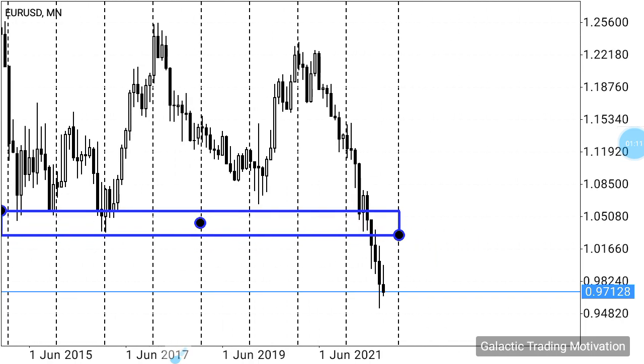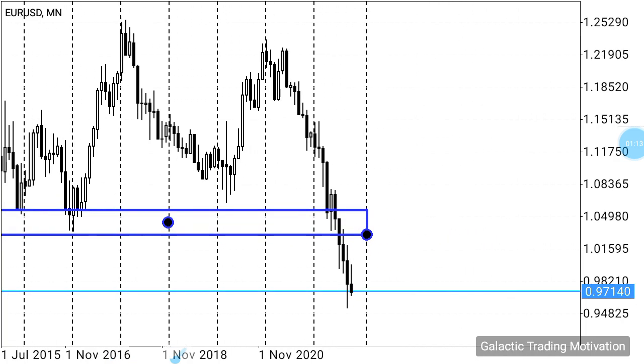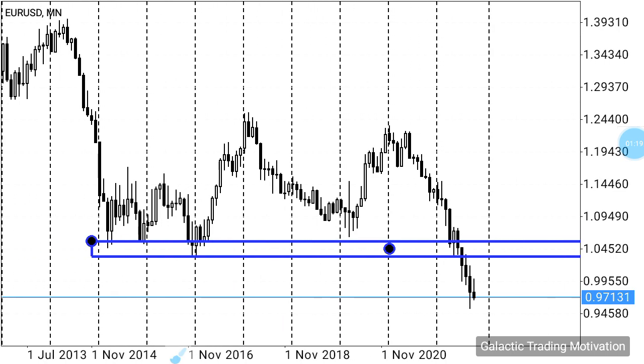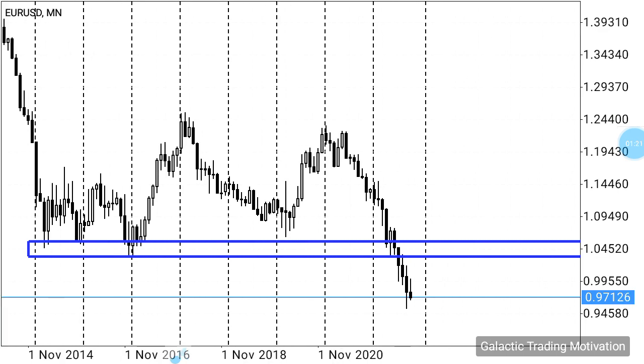So more or less there goes our resistance level. There we go. And just remember that resistance is an area and not so much an actual line, right?